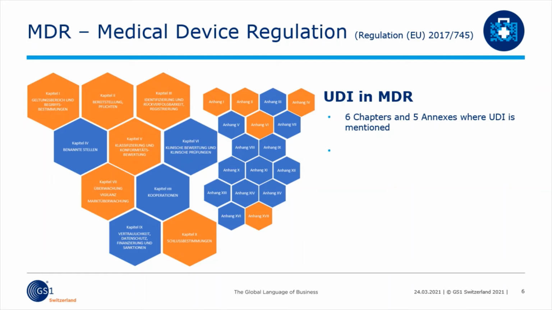With this slide, I'd like to highlight all the chapters and annexes where UDI is mentioned. Overall, UDI and parts of the UDI are mentioned in 6 chapters and 5 annexes.